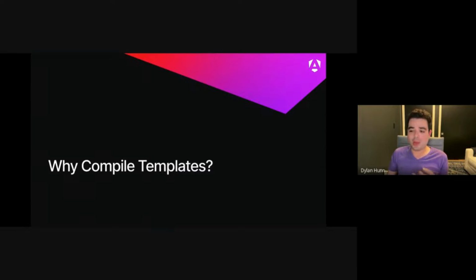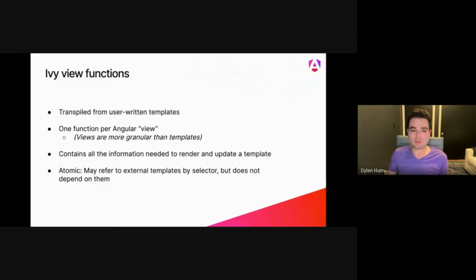So first, let's start with why the heck do we compile templates at all? When you write an Angular template, it gets ahead-of-time compiled, or really transpiled, to something we call an Ivy view function. Ivy was the code name at the time for a big rewrite of both the compiler and the framework runtime. Ivy has this notion of a view function. A view function is responsible for creating and updating the DOM for a specific fragment of a template. We call these fragments of templates views, and they are more granular than entire templates.